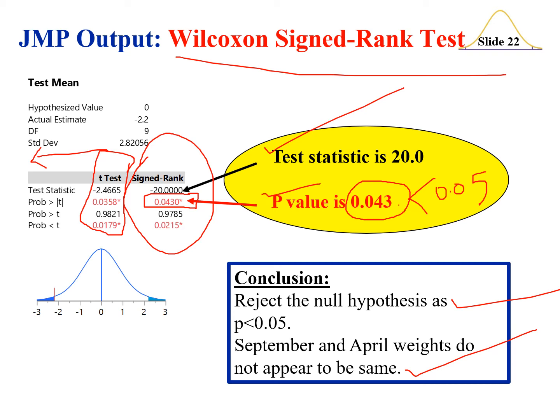Reject the null hypothesis and conclude that the weights of students in September and April do not appear to be the same. Again, this is the output of the Wilcoxon signed rank test using JMP software. This side is about the t-test, which is parametric, don't care. The second part is the signed rank test. Look at the p-value and make a decision on the null hypothesis.